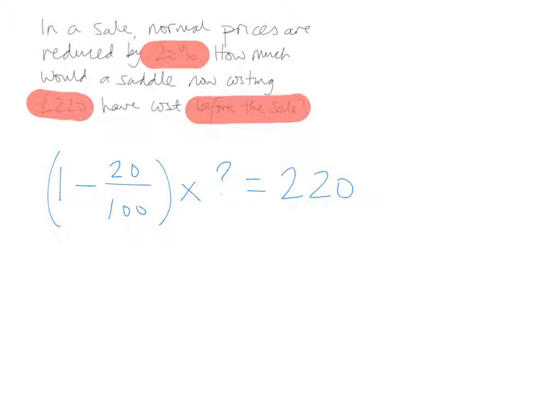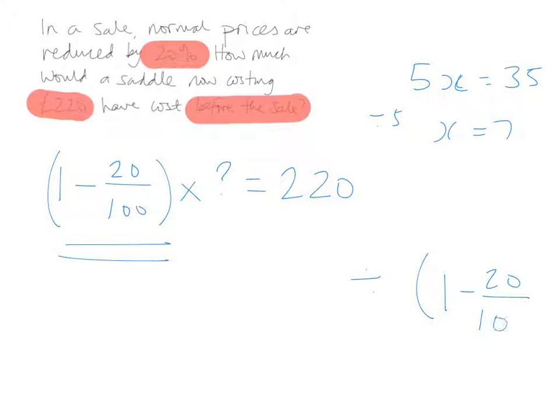Now, with any normal algebra question, if I gave you something like 5x equals 35, to get x all on its own, to find out what the answer is, we divide both sides by 5, so x would be 7. And we're going to do exactly the same sort of thing here, and the reason we can do that is because this part here is just a number, so I'm doing a number multiplied by question mark. So I'm going to divide both sides by 1 minus 20 over 100, which on the left hand side just leaves me question mark. And on the right hand side, if I do 220 divided by 1 minus 20 over 100, I get 275. So that 275 is the original price.